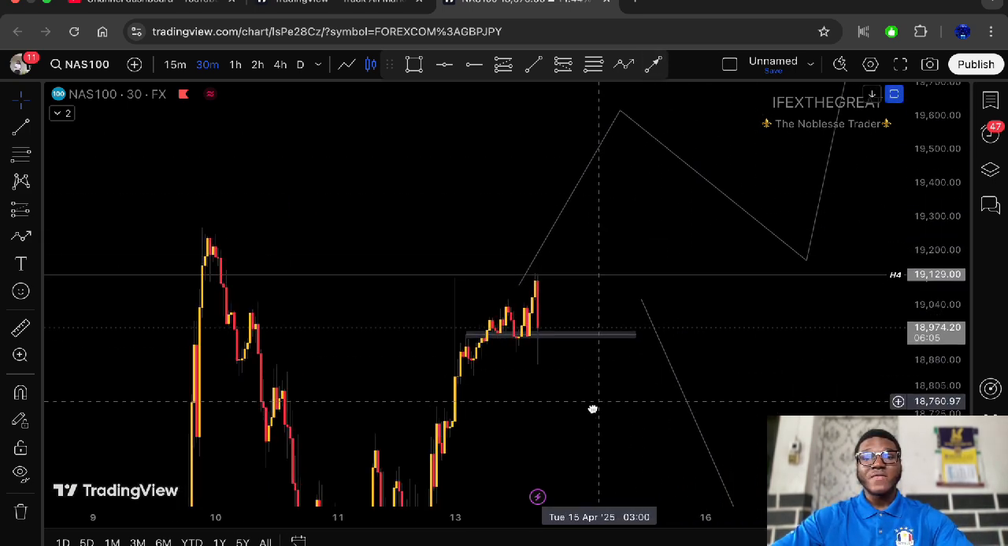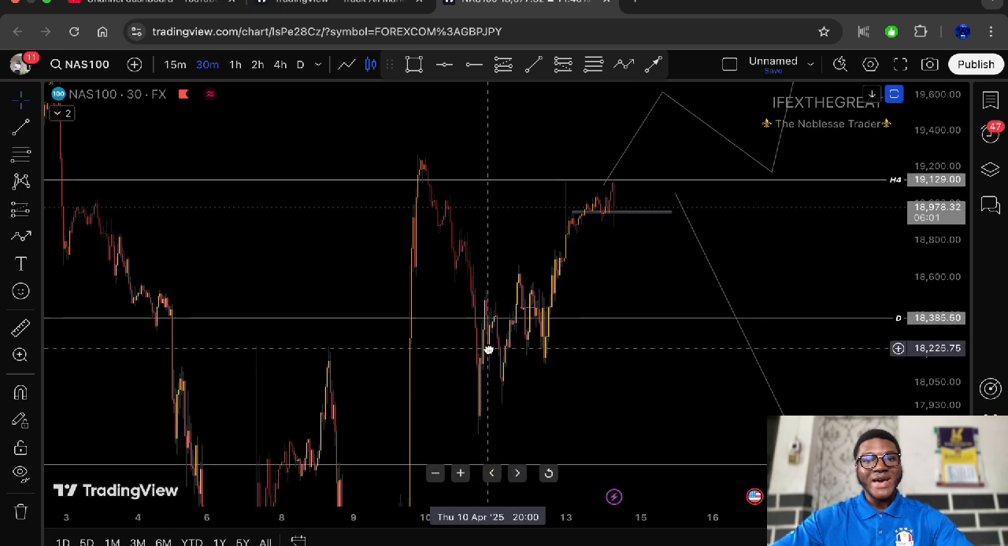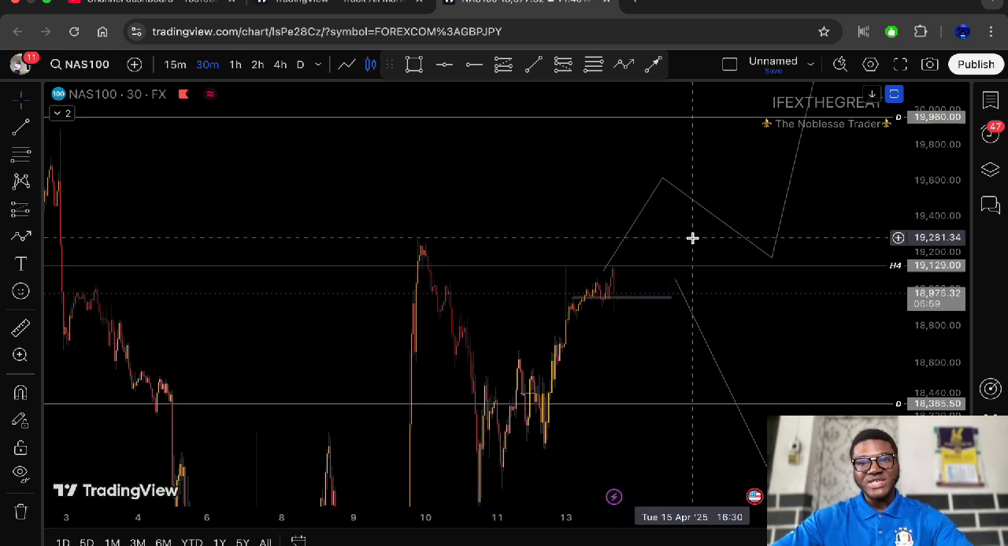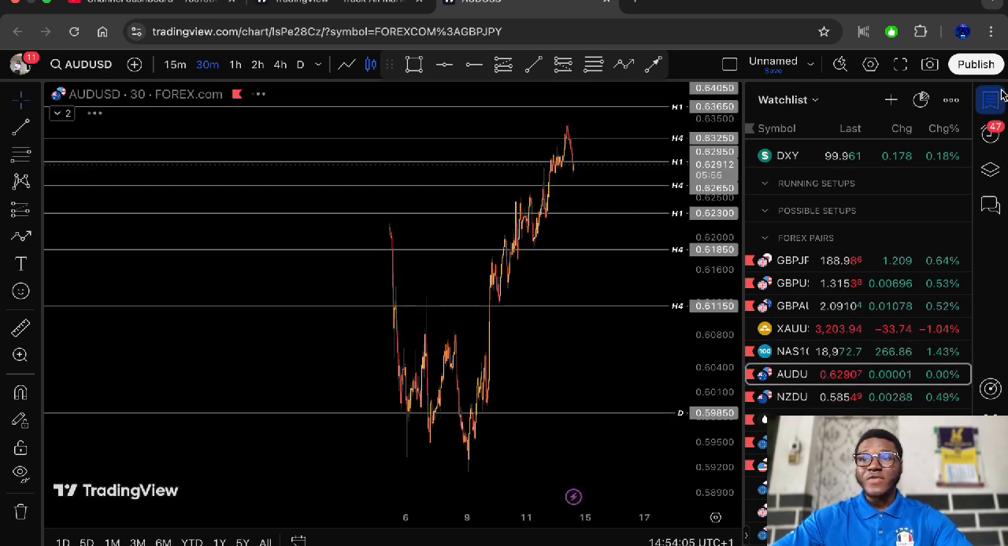And overall, we're actually looking for buys currently because NAS is bullish at the moment. So we are looking for buys in a way. We just need to break up this level, then retest, and then continuation of buys to the upside. So that's all for NAS 100. And we have AUD USD.